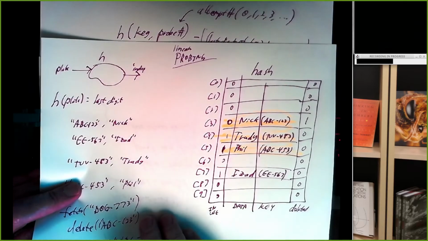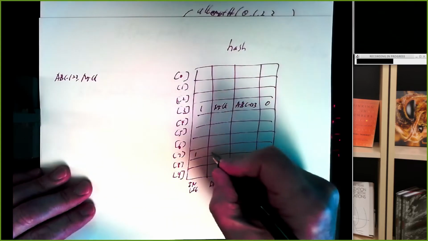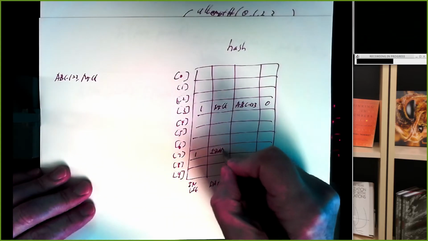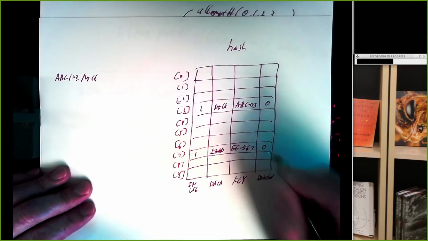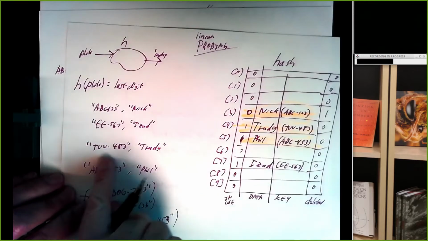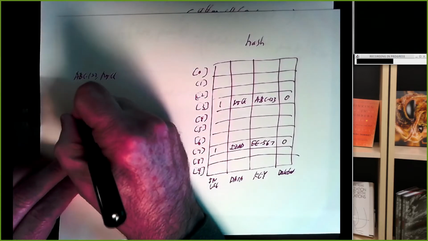And then Izad goes in EE567, so that'll get stored down here. There's Izad. There's EE567, and it's not deleted. And then we did Trudy with TUV483.